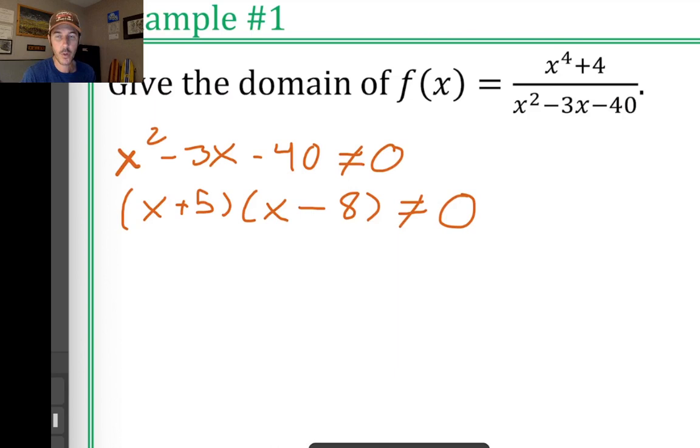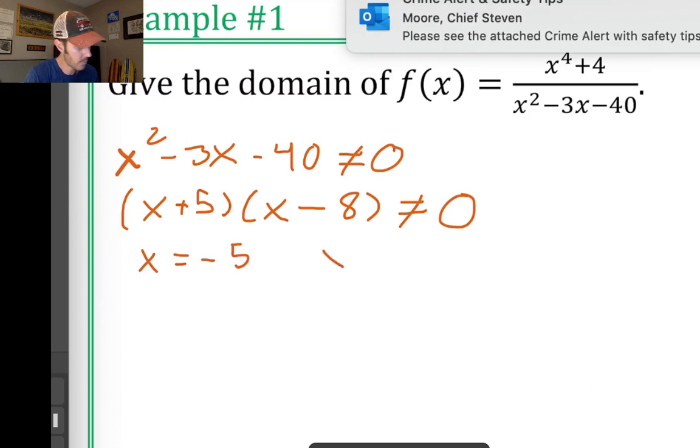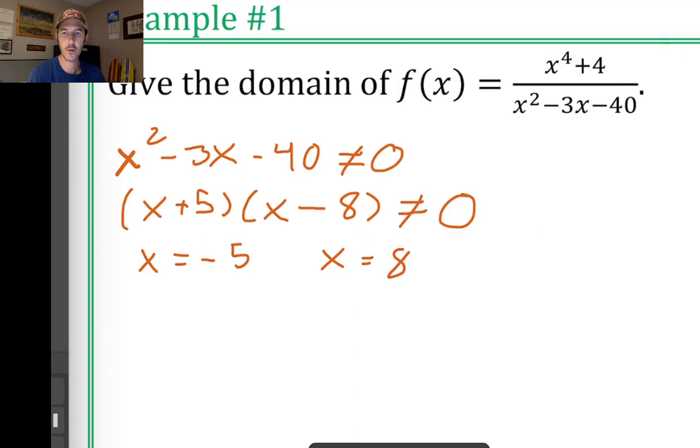If this expression were to end up equaling 0, an x value of negative 5 would make that happen, or an x value of positive 8 would make this thing equal to 0, so those are the numbers that we're going to avoid.